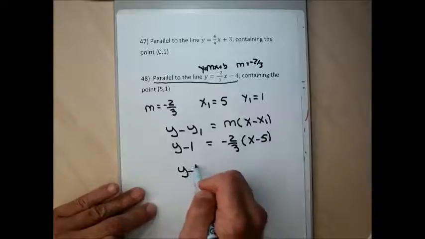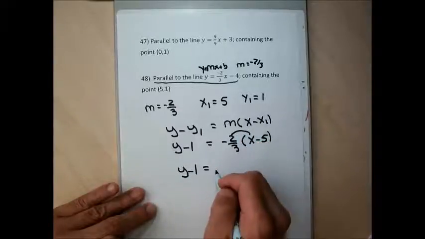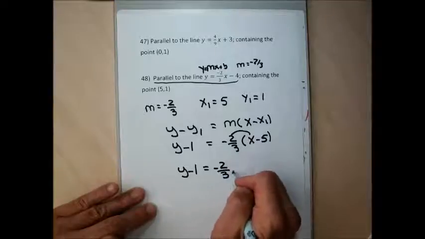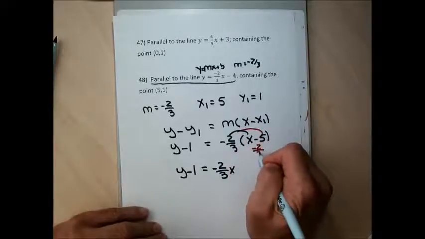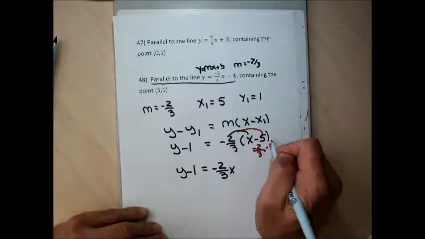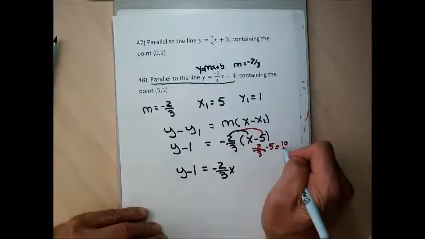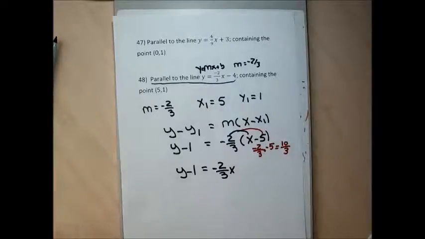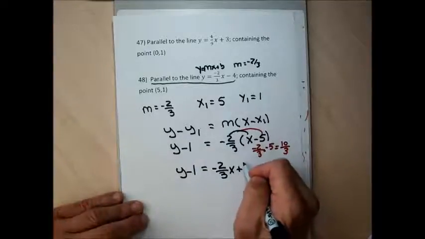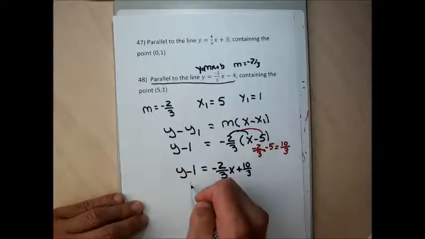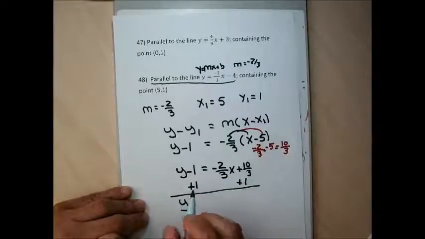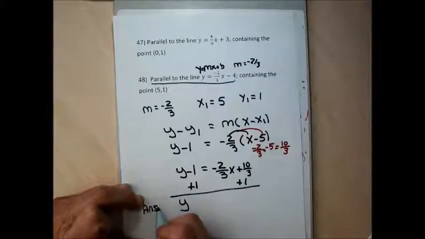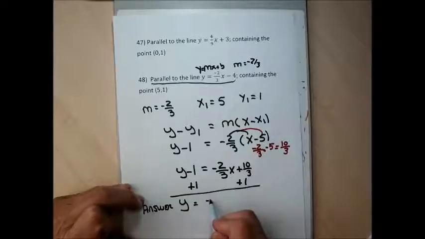That's going to give me y minus 1 equals -2/3 times x, and that's just -2/3 x. And when I do negative 2/3 times negative 5, I multiply the negative 2 and negative 5 and get positive 10. I leave the 3 in the denominator, so that multiplication gives me a positive 10/3. Now I need to add 1 to both sides. When I add 1 to the left side, I get the y, which is part of my answer. On the right side, the negative 2/3 x isn't going to be changed when I add 10/3 plus 1.